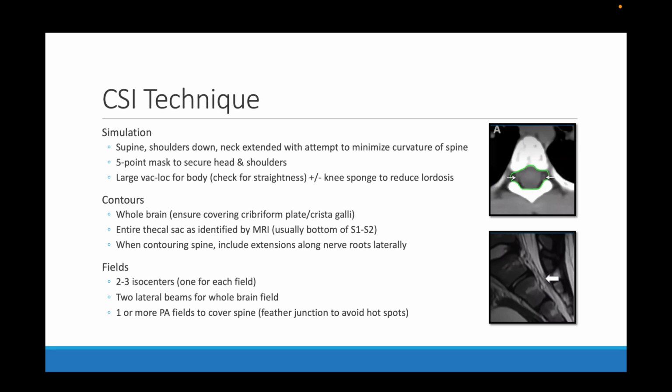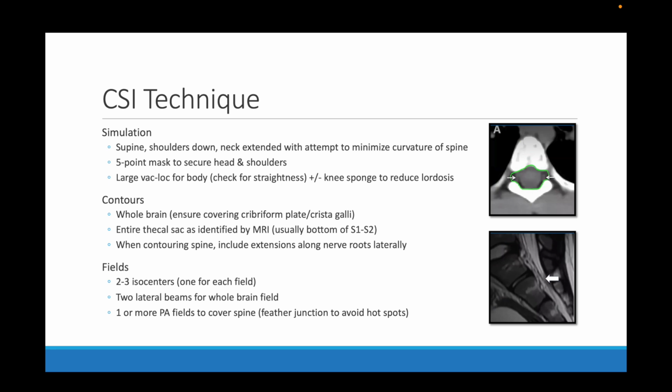So to try and achieve all of that, we ask them to be supine, shoulders down, neck extended. We use a 5-point mask to secure their head and shoulders, and then a large vac lock for their body and check for straightness of the spine. And sometimes a knee sponge can help to reduce the lordosis of the patient or that lumbar curvature. And we try to keep these patients in this position, for the reasons that I mentioned. And keep in mind that oftentimes when we're treating pediatric patients, if they're very young, they might need general anesthesia to be able to lie still for the length of treatment.